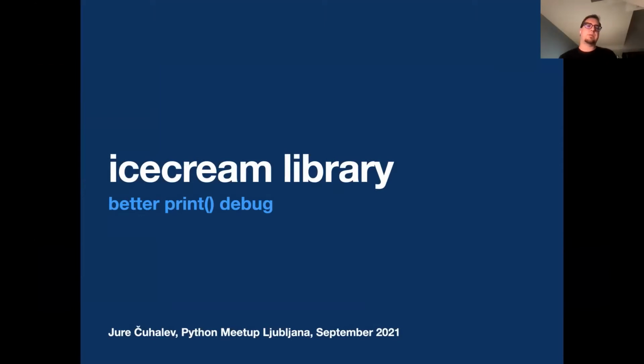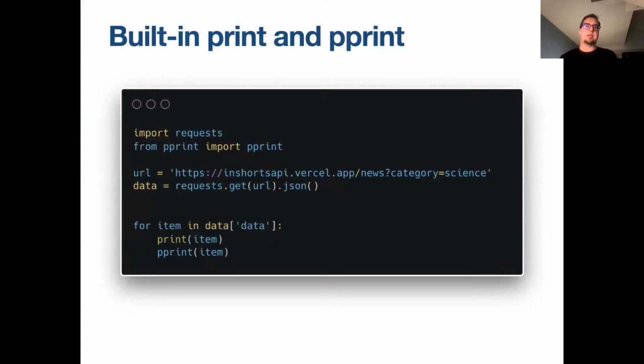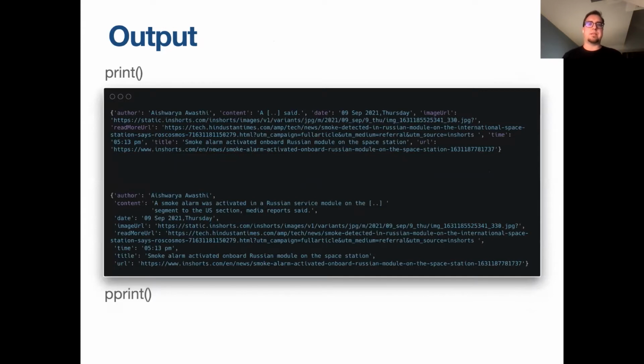So one of the libraries that I really enjoy using in the last few months is called icecream. It's essentially a library that helps you better print stuff to your terminal. Here I have a short code sample that basically grabs some JSON data and then uses a for loop to either print or pretty print the items in this list we get back. The output looks something like this.